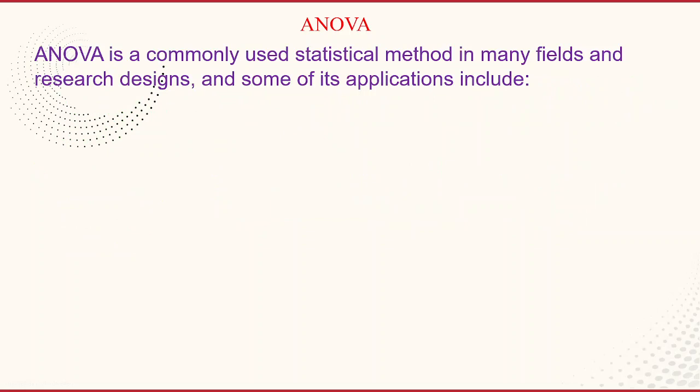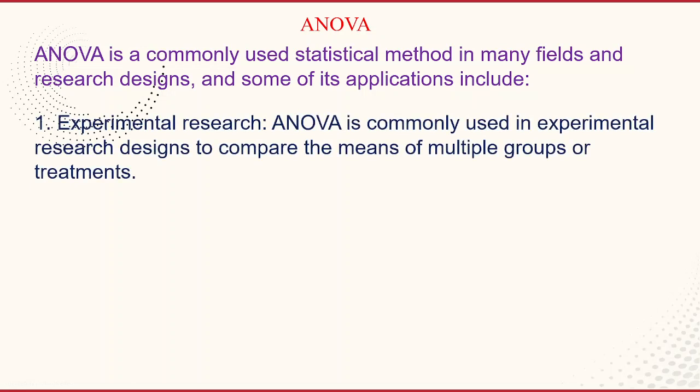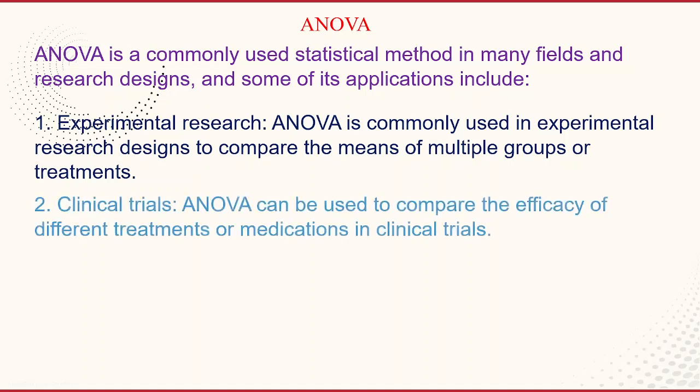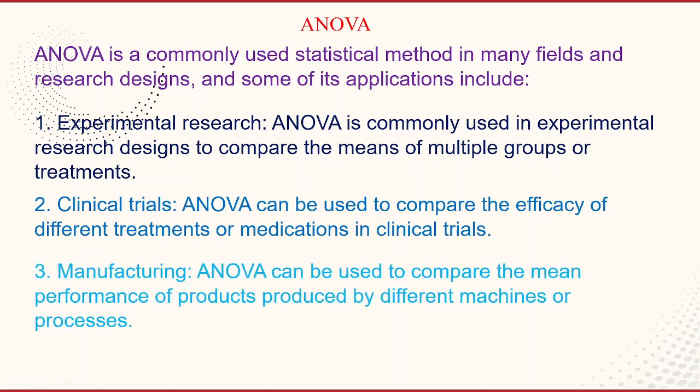ANOVA is a commonly used statistical method in many fields and research designs, and some of its applications include experimental research. ANOVA is commonly used in experimental research designs to compare the means of multiple groups or treatments. Clinical trials: ANOVA can be used to compare the efficacy of different treatments or medications in clinical trials. Manufacturing: ANOVA can be used to compare the mean performance of products produced by different machines or processes.